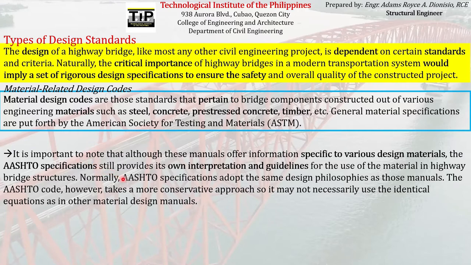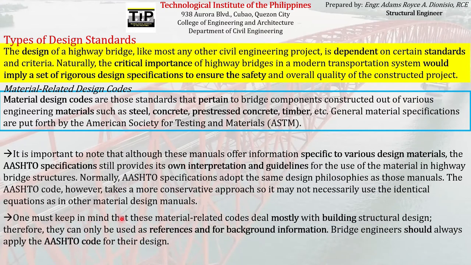So we must always refer to AASHTO specifications instead of those different material-related design codes whenever we design highway bridge structures. Although you don't have to worry, because AASHTO specifications usually adopt those different material-related design codes for steel, concrete, prestressed concrete, or timber. AASHTO specifications usually adopt the same design philosophies as those manuals for different engineering materials. The AASHTO code, however, takes a more conservative approach so that it can have its own approach in design, and it will not have identical equations to those design manuals that we have enumerated here.